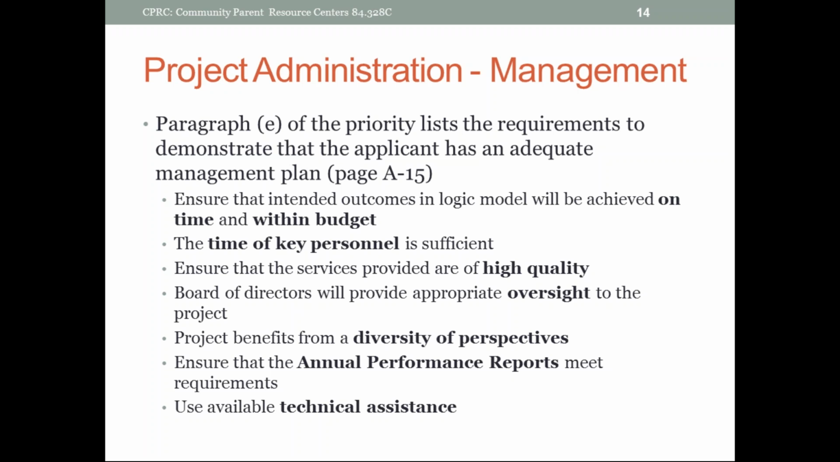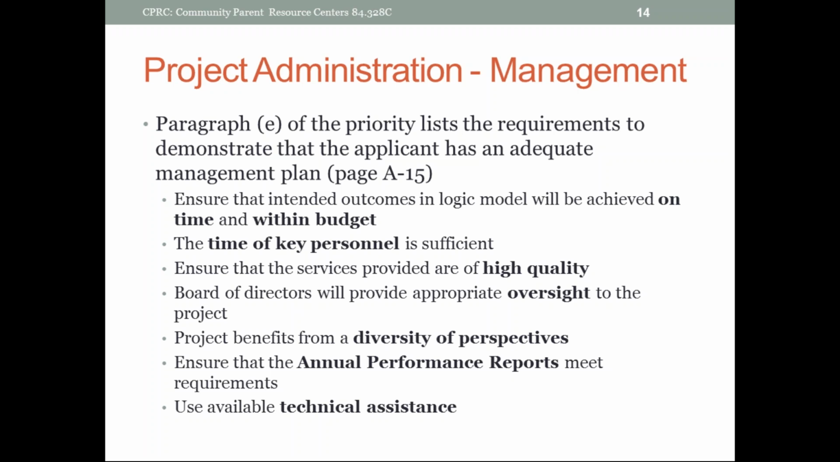And project administration, the last part of it is paragraph E. It talks about what you have to demonstrate, that you have an adequate management plan. That is how you're going to be managing the grant and the money. So you must show how you ensure that the intended outcomes in your logic model will be achieved on time and within the budget, how the time of your key personnel is sufficient to carry out these activities, how you will ensure that the services provided are high quality, how the board of directors will provide appropriate oversight to the project.